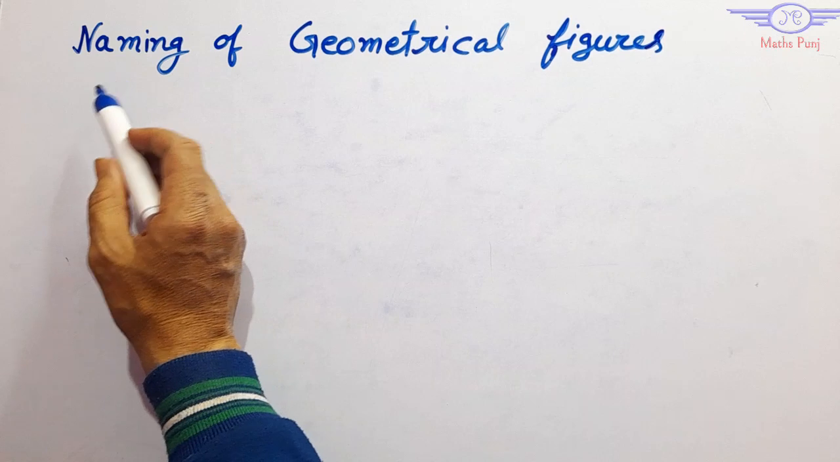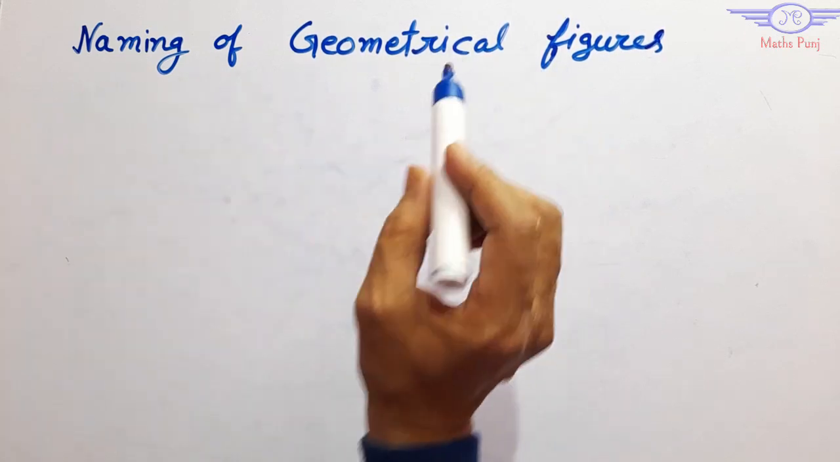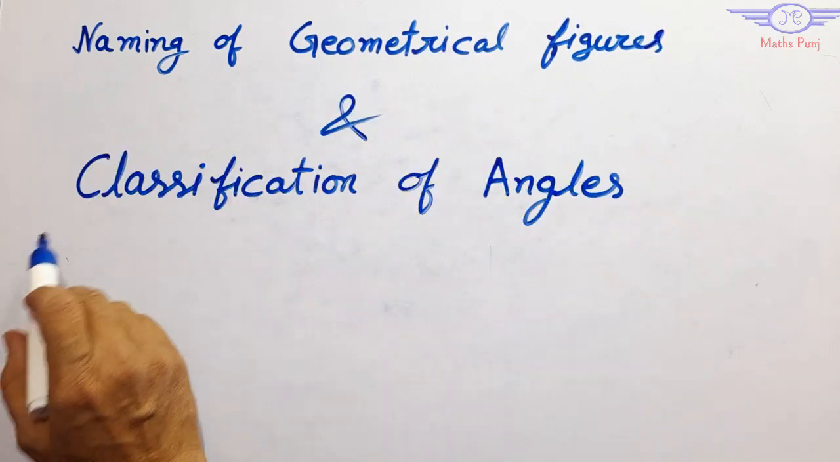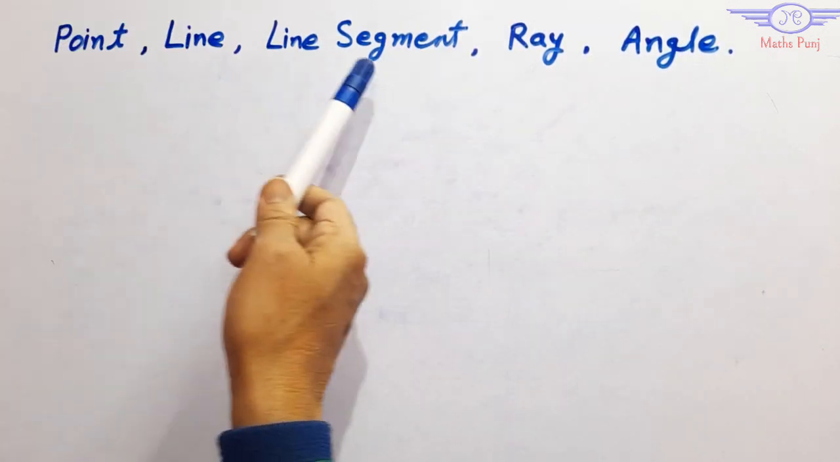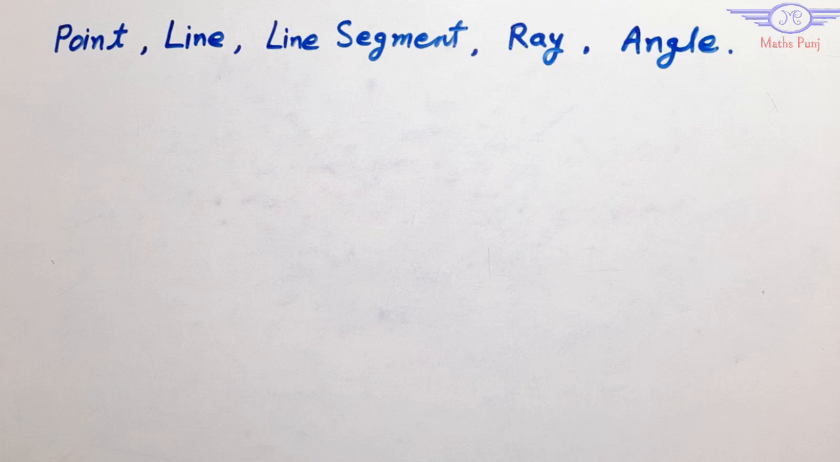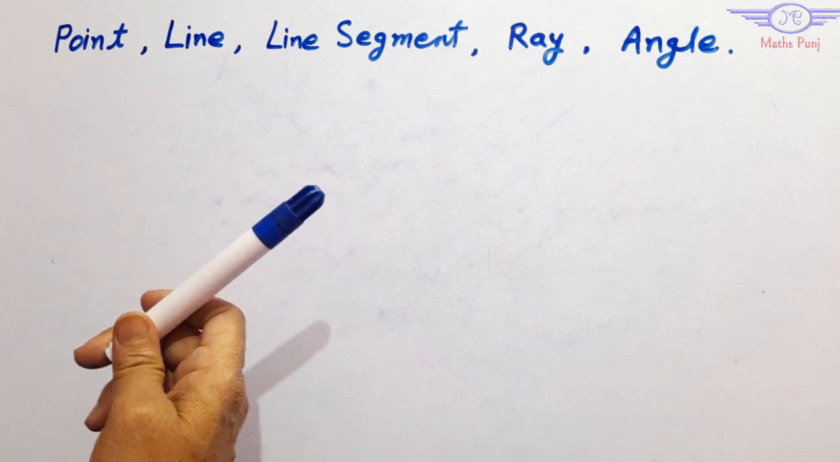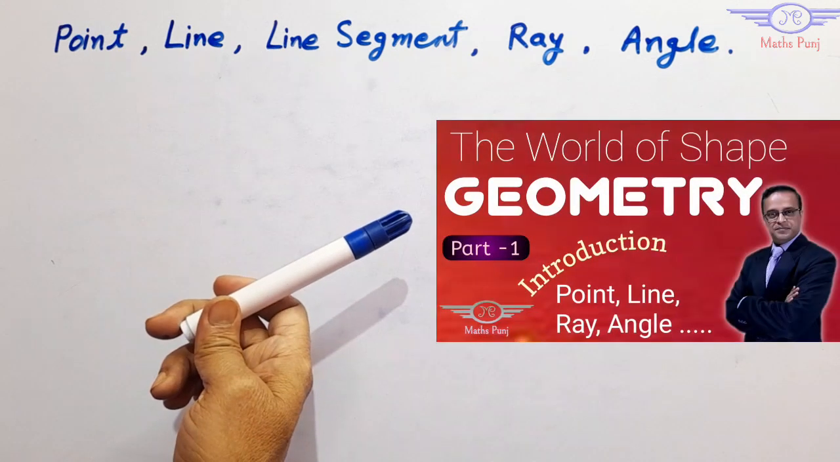In this video we will discuss the naming of geometrical figures and the classification of angles. The definitions of the point, line segment, ray and angle I have explained in the previous video, Geometry Part 1. I request you to please watch that video also.